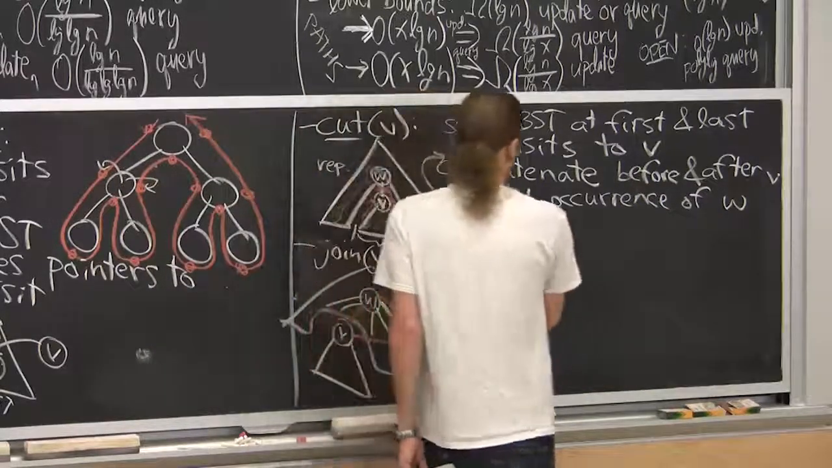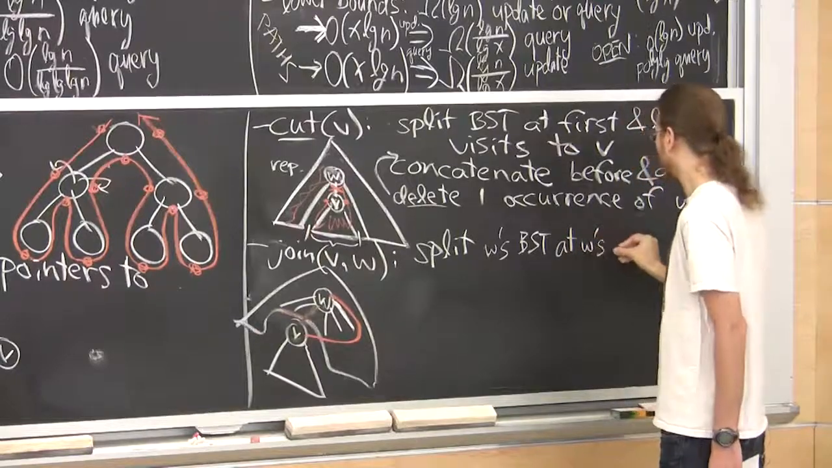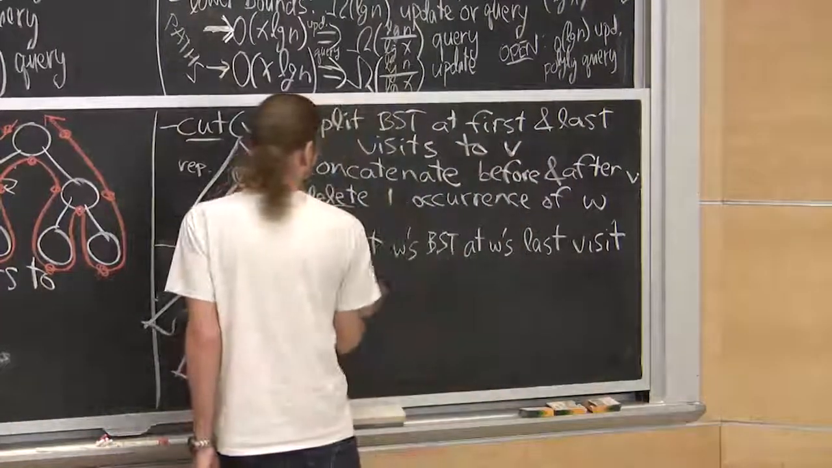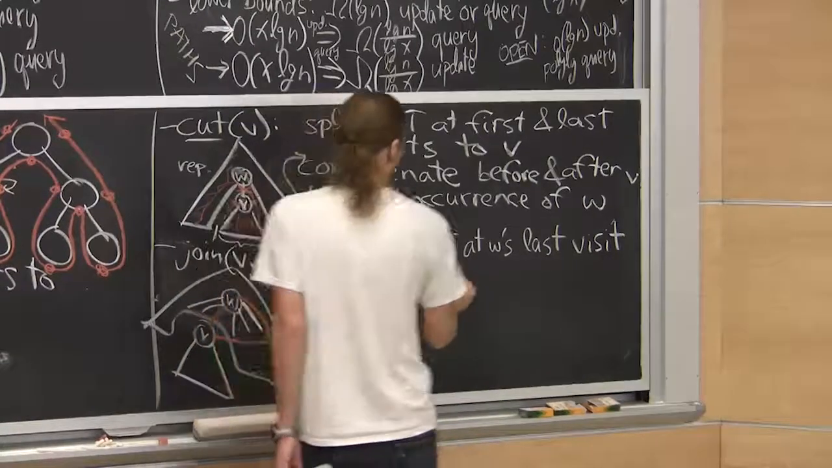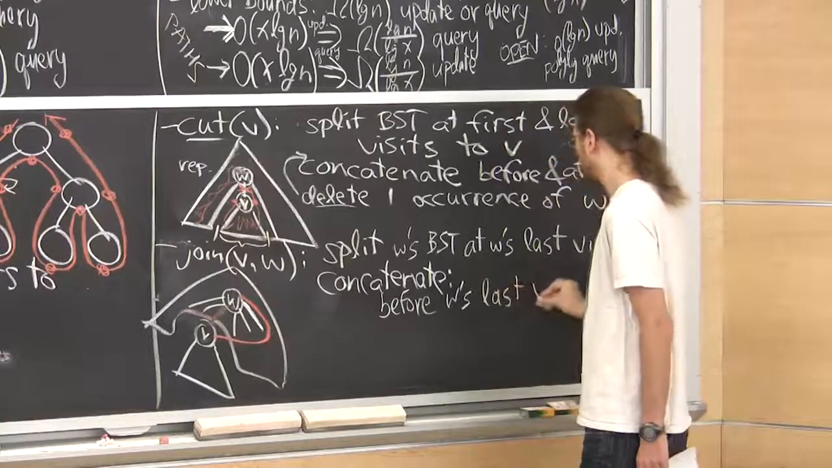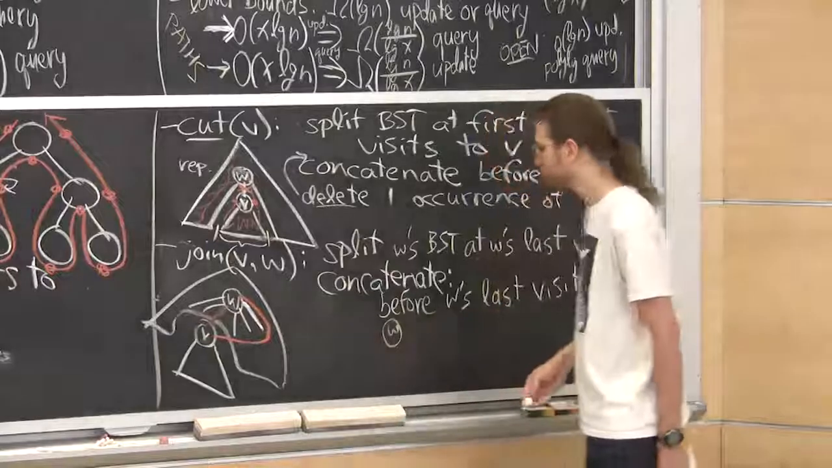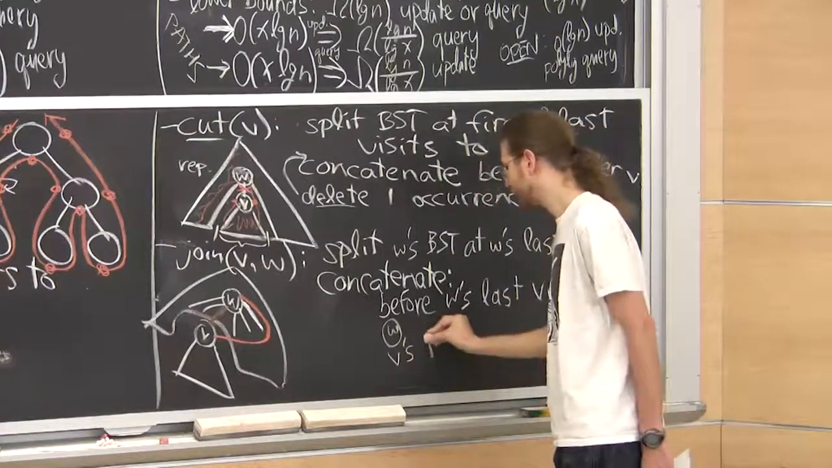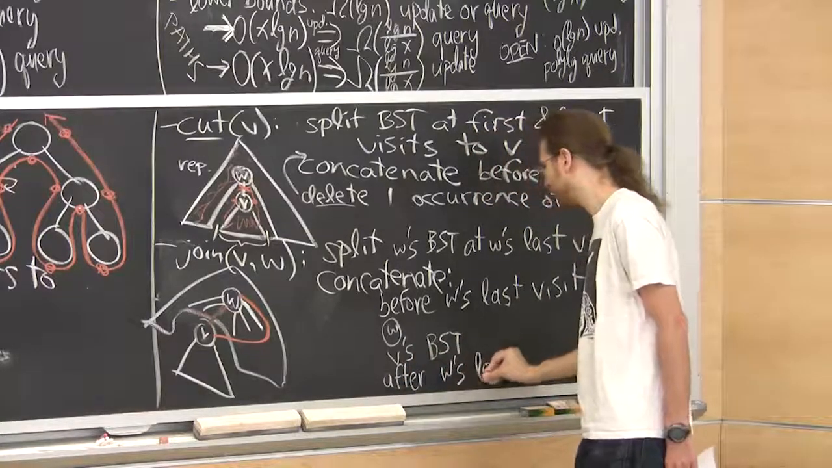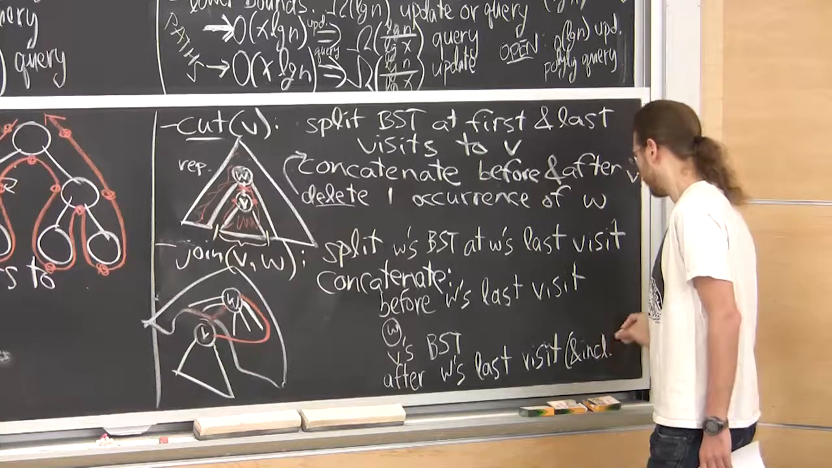So split W's tree at W's last visit. Great. And then we do a mega concatenate. We're going to concatenate basically before W's last visit. We're going to concatenate a single occurrence of W, because there's a new occurrence of W now. We do it before and after V. So we add another W, then we add V's Euler tour, V's BST, and then we do after whatever used to be there, after W's last visit. Let's say after and including that W visit.